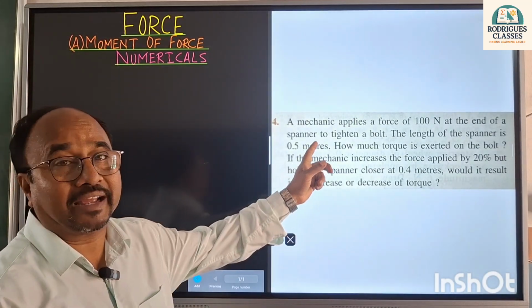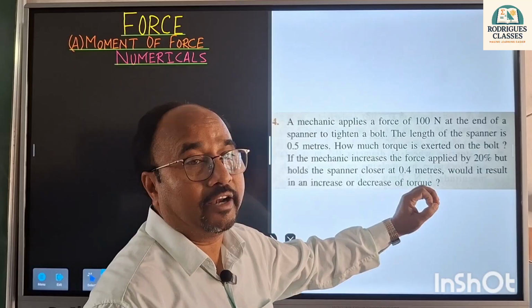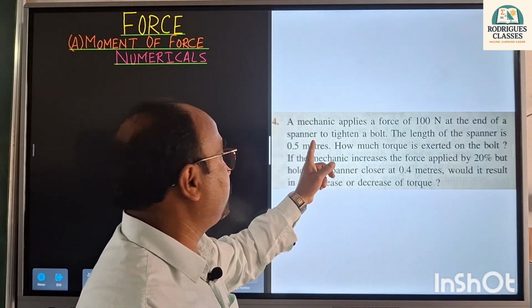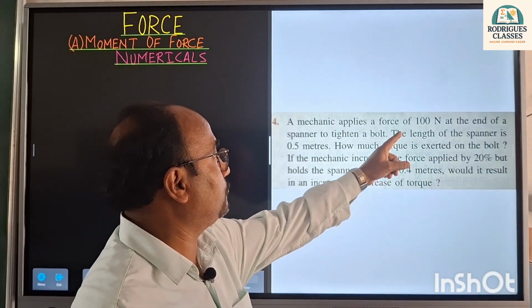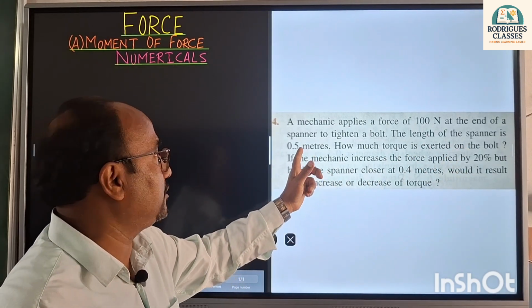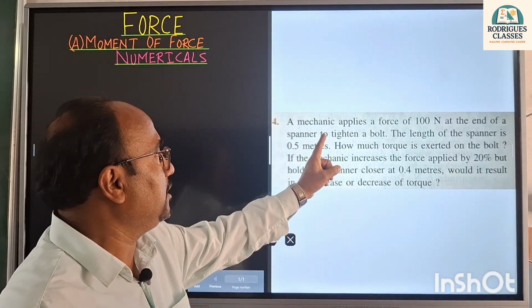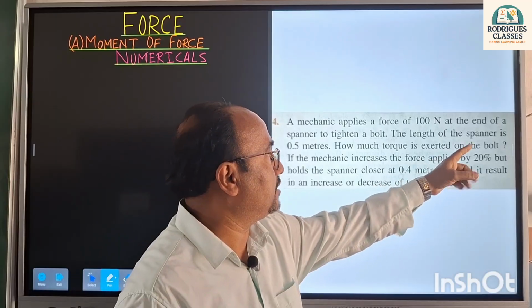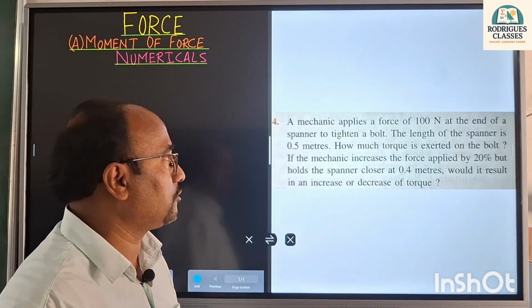Okay, the question is, the mechanic applies a force of 100 Newton at the end of a spanner to tighten a bolt. So the force is 100 Newton. The length of the spanner is 0.5 meter. This becomes the perpendicular distance. It is asking how much torque is exerted on the bolt. So we need to find the torque first.